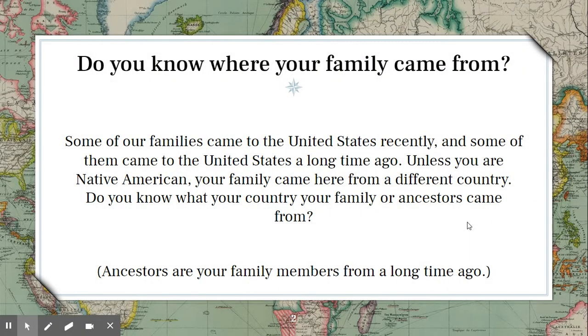Some of our families came to the United States recently, and some of them came to the United States a long time ago. Unless you are Native American, your family came here from a different country. Do you know what country your family or ancestors came from? So, just to clarify, ancestors are family members from a long, long time ago. So, for some of us, it was our parents or grandparents who came to the United States more recently. For others, it might be their great, great, great grandparents who came here hundreds of years ago. It's different for everyone.